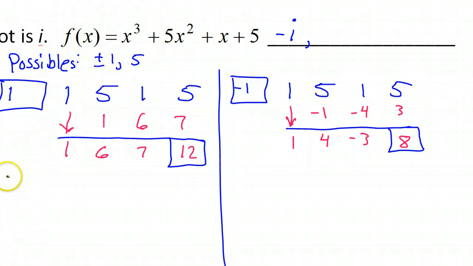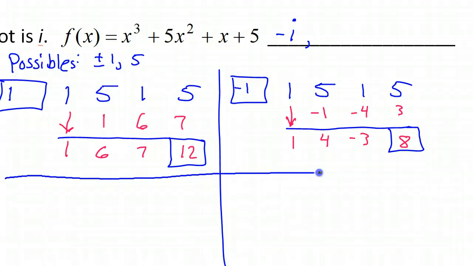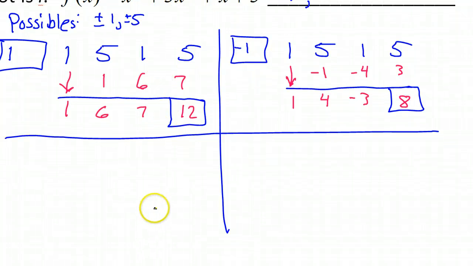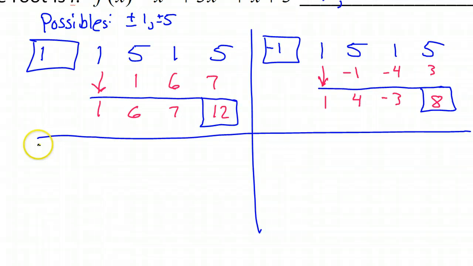Okay, we are slowly running out of possible rational zeros. So we did +1, we did -1. Now let's do +5. We've only got these two left, just +5 and -5. So let's check it out. Let's try +5. So again, we've got 1, 5, 1, 5.